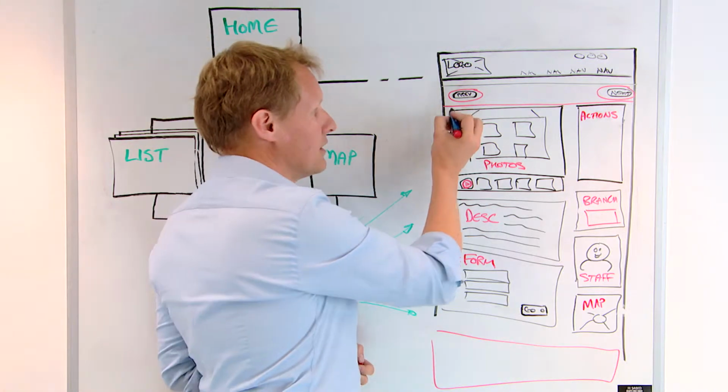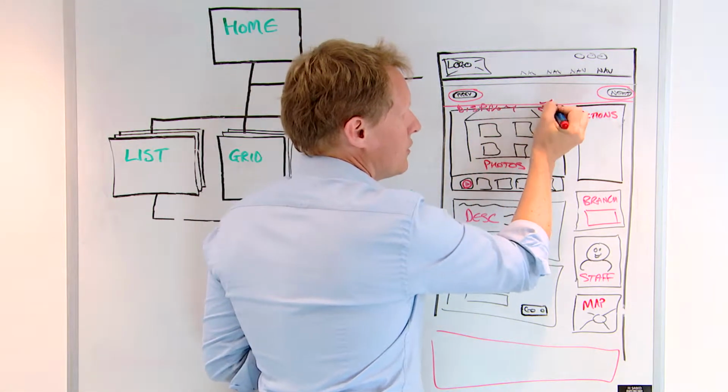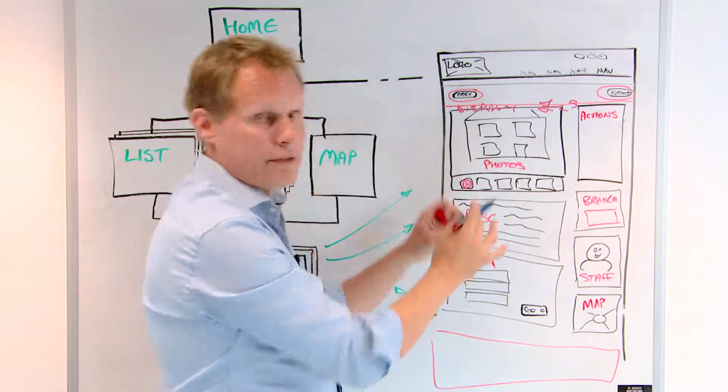Obviously, when you get into the property detail, you're going to need the display address, you're going to need the price. Those are the key elements. You probably need the bedroom count, the number of bedrooms. And then you get to photos.